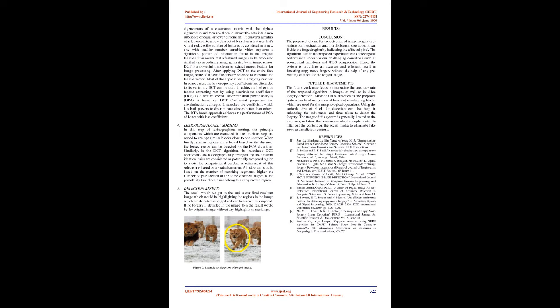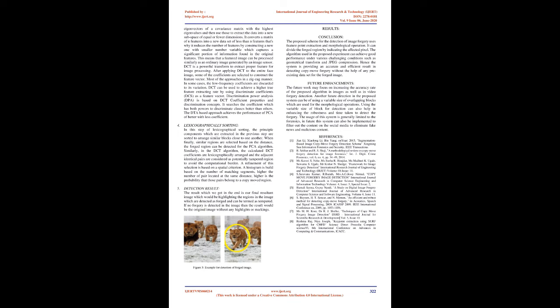5. Detection result. The result which we get in the end is our final resultant image, which would be highlighting the regions in the image which are detected as forged and can be termed as tampered. If no forgery is detected in the image, then the result would be the original image without any highlights or markings. Results. Conclusion: the proposed scheme for the detection of image forgery uses feature point extraction and morphological operation.